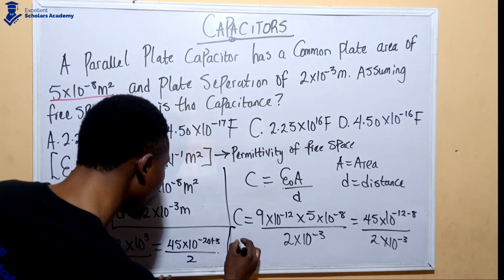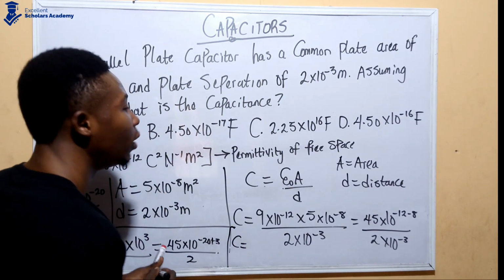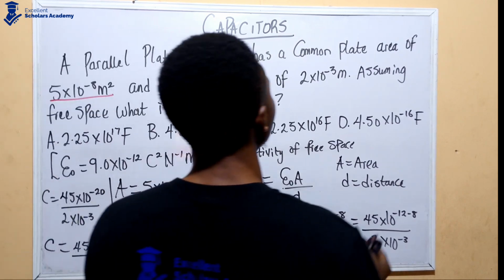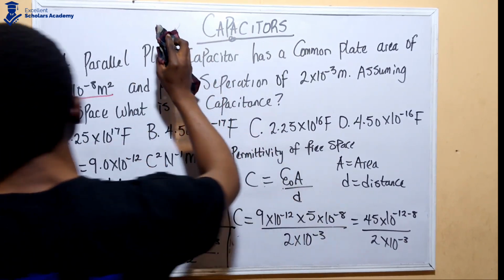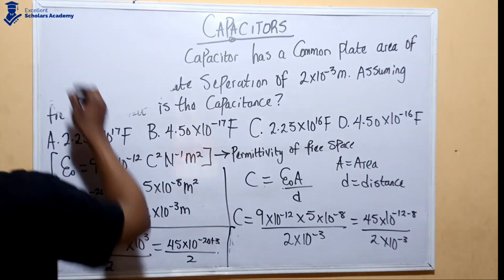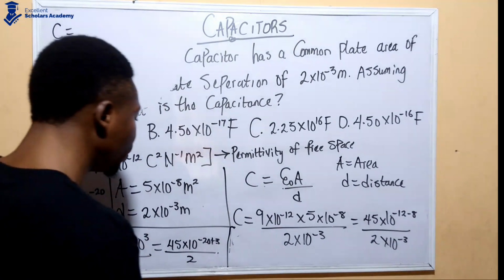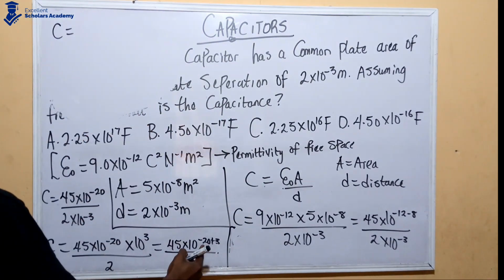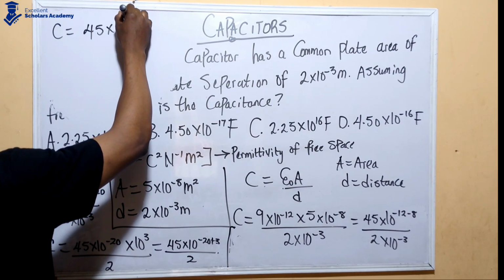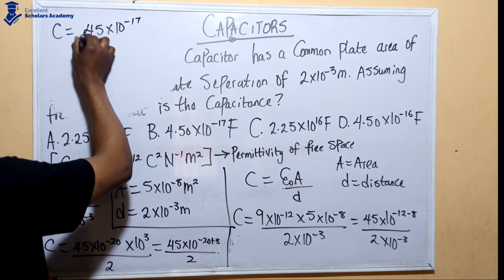So now, capacitance is equal to 45 times 10 to the power of minus 17 over 2.